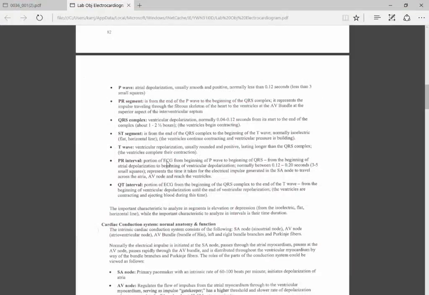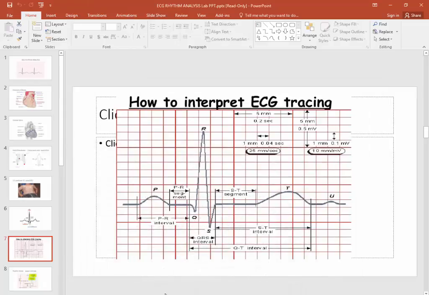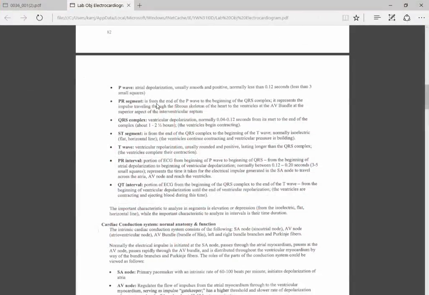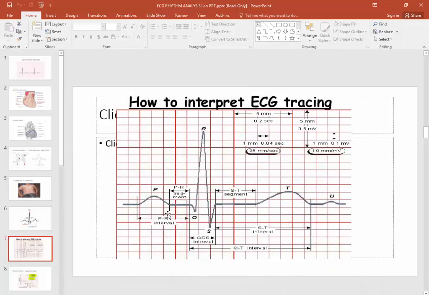And then the PR interval. We talked about that one already. Oh, I'm sorry, PR segment and PR interval. Looking at the PR segment and the PR interval, the PR interval is from the beginning of the P wave to the start of ventricular contraction or depolarization, and the PR segment is from the end of atrial depolarization to the start of ventricular depolarization. So the interval, it just depends.